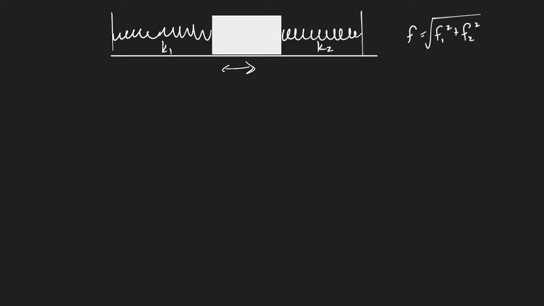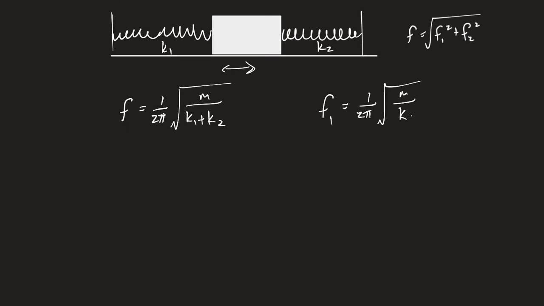So we have that the frequency of oscillation is going to be equal to 1 over 2 pi times the root of m over k1 plus k2. I already know that. So frequency 1 is going to be 1 over 2 pi times the root of m over k1. And frequency 2 is going to be 1 over 2 pi times the root of m over k2.